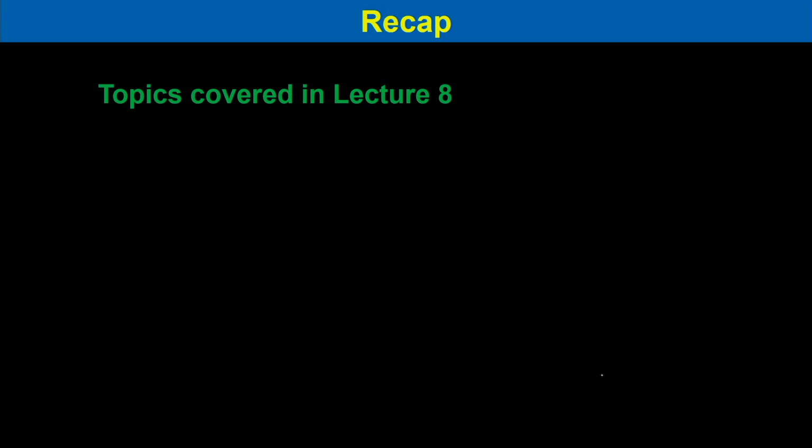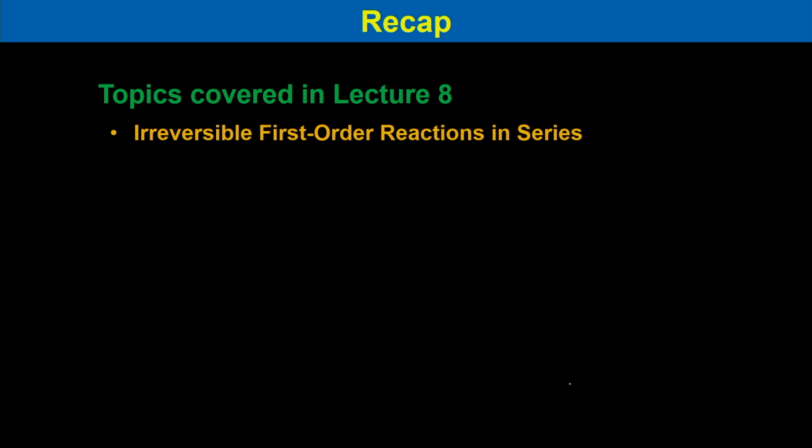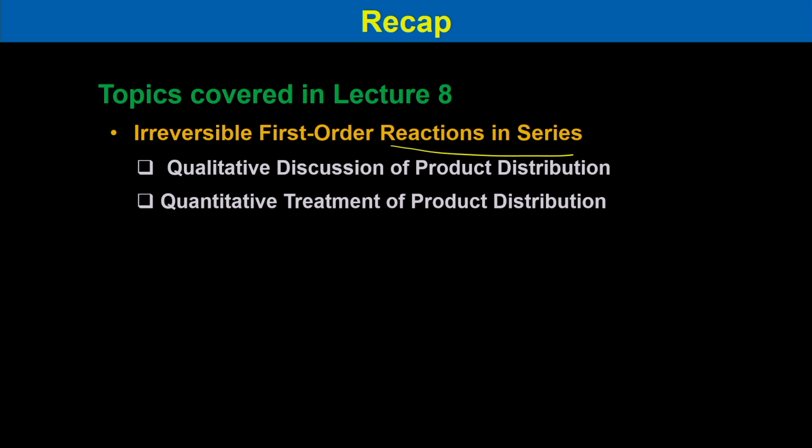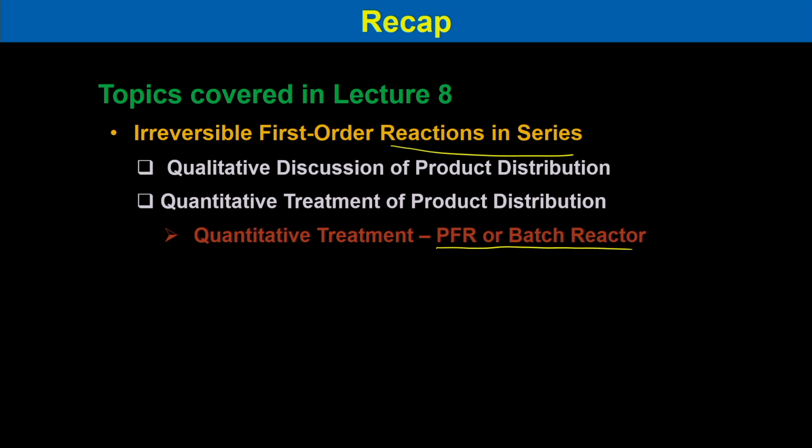In the last lecture, we covered mainly irreversible first order reactions in series, under which we quantitatively discussed the product distribution, and then we quantitatively obtained the product distribution from the rate equations. We considered two different cases. One is the plug flow reactor or batch reactor, and the other one is the mixed flow reactor, MFR.